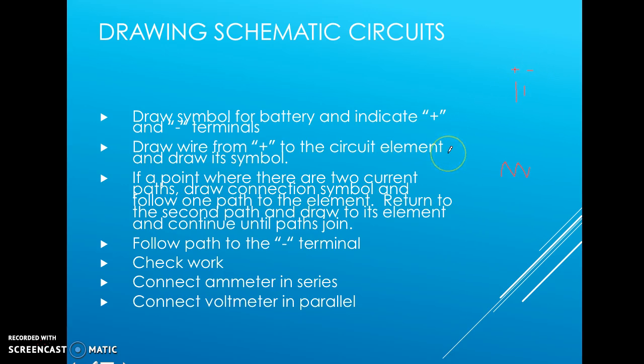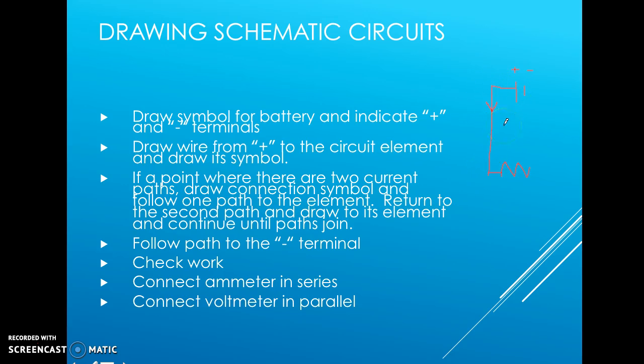So looking at our second rule, we draw the wire or the connections from the positive to the circuit element and then draw its symbol. So charges go from positive to the element, and then eventually we're going to go back to the negative terminal. So it's important to note that the flow of the current is going in this direction, even though we really know that electrons are flowing the opposite way, from negative to positive. But it's the convention that current or charge flow from positive to negative.